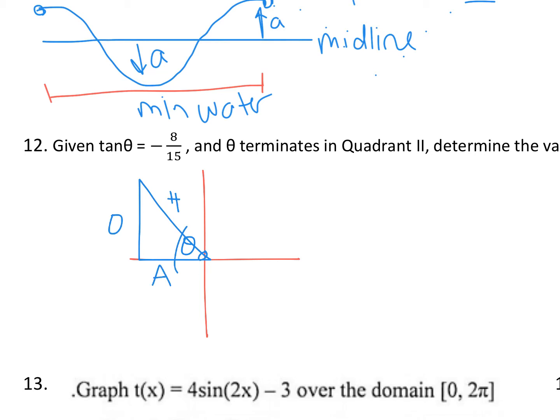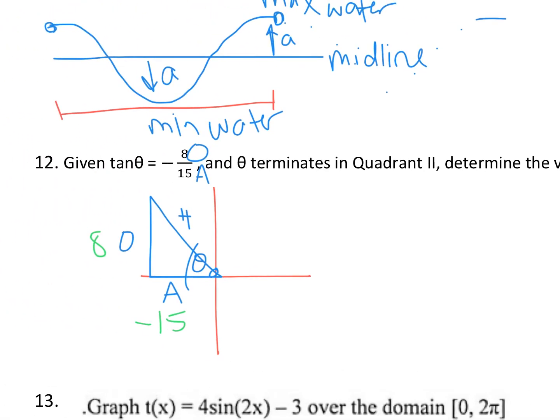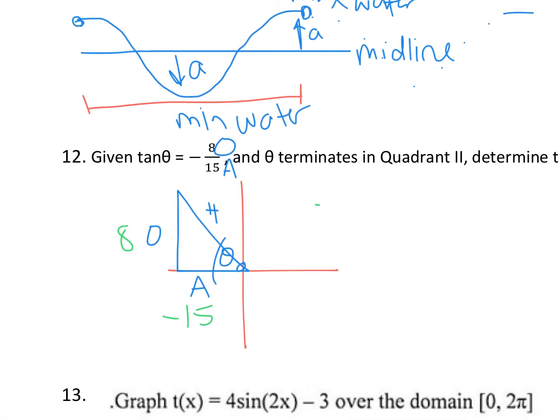They gave you tangent, which means TOA. So they gave you the opposite, which is 8, and the adjacent, which is 15. This is negative technically because you're on the negative side of the xy axis. Now they want you to find the value of sine. Now to get the value of sine, you need to know sine of theta equals, so in SOHCAHTOA, you need to find these two pieces.